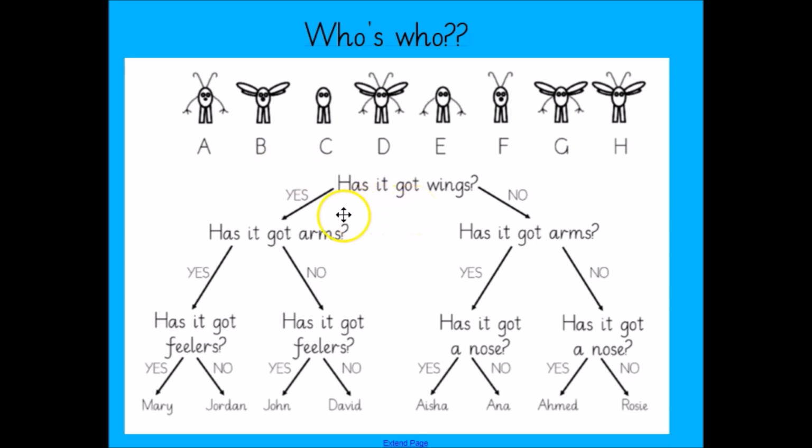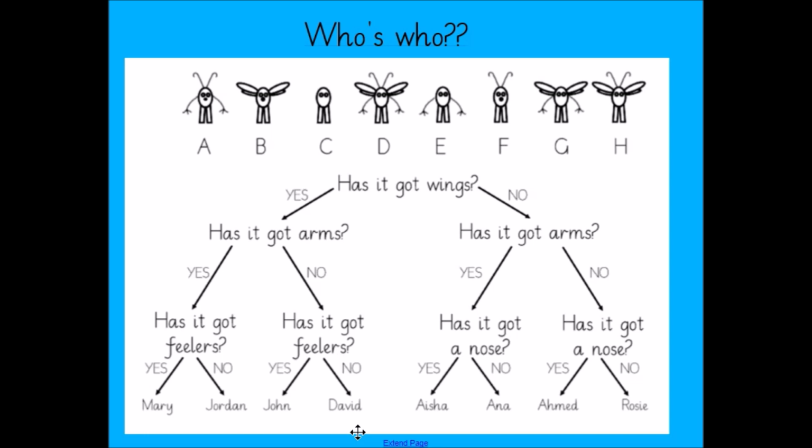Very clearly, yes. Has B got arms? No. Has B got feelers? No, so B must be David. Right then, let's have a look at C.